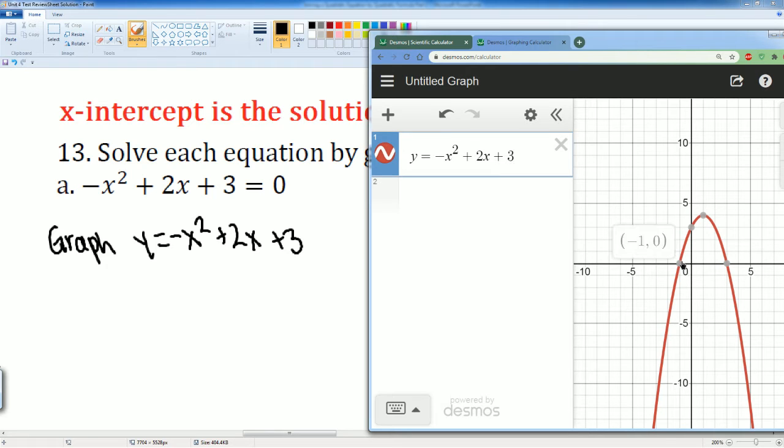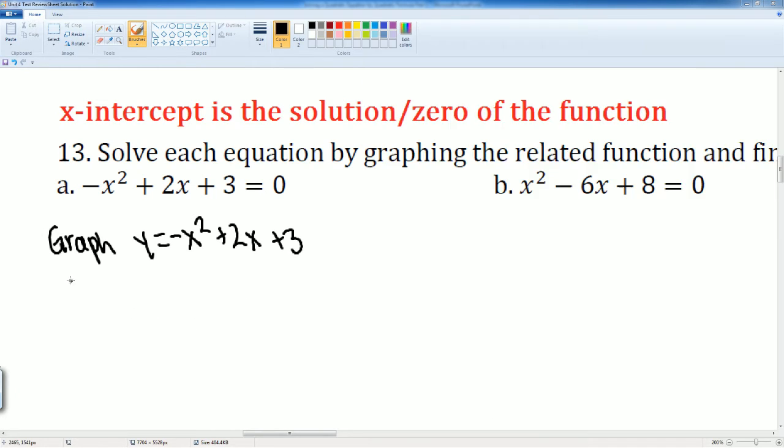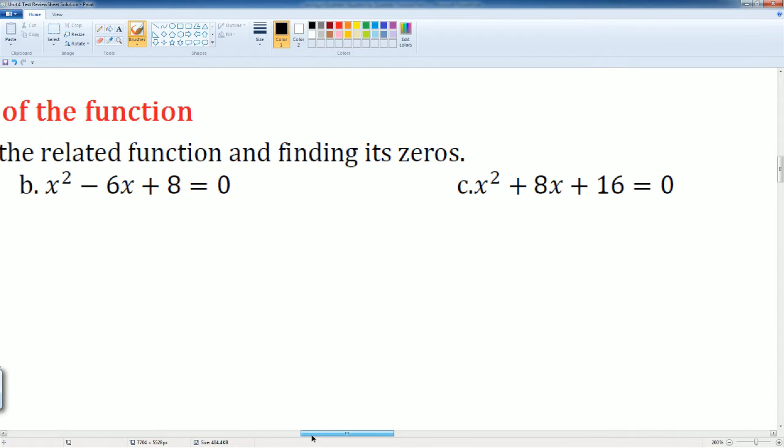All right, we have two solutions here. This is when x is equal to negative 1 and x is equal to 3. So x is equal to negative 1 and x is equal to 3. There you go. These are your solutions. That's it. Okay, let's look at B.